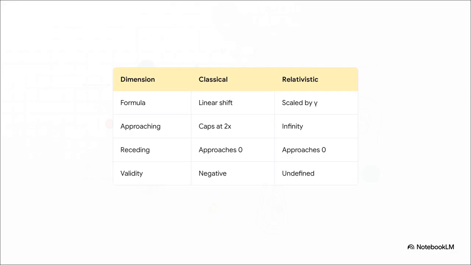So, just to bring this all together, the classical model relies on a simple linear shift and tells us an approaching light source only ever doubles in frequency. Crucially, its mathematical validity totally breaks down past the speed of light, giving us nonsense negative numbers. Our mechanically derived relativistic model, on the other hand, scales properly using the Lorentz factor. It shows approaching frequencies scaling to infinity and elegantly becomes mathematically undefined at or beyond the speed of light. Essentially, the classical model is just a low-speed approximation. It entirely lacks the strict mathematical boundary constraints required by the actual laws of our universe.